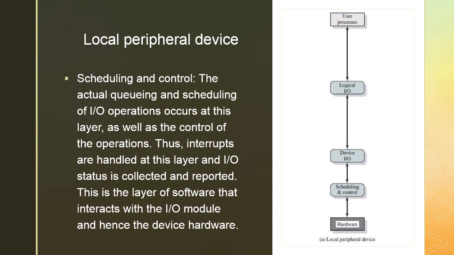Scheduling and control. The actual queuing and scheduling of I/O operations occurs at this layer, as well as the control of the operations. Thus, interrupts are handled at this layer and I/O status is collected and reported. This is the layer of software that interacts with the I/O module and hence the device hardware.